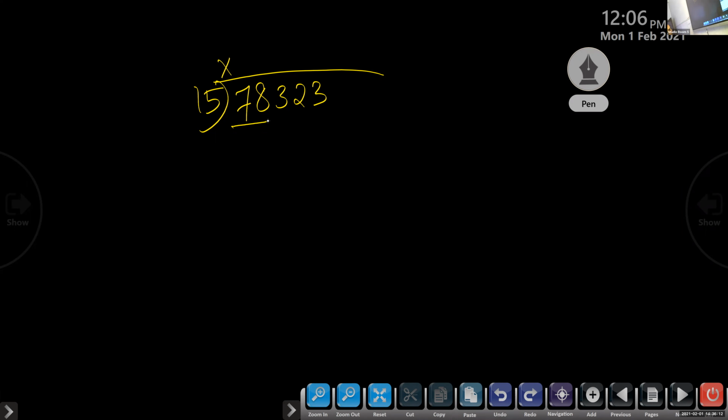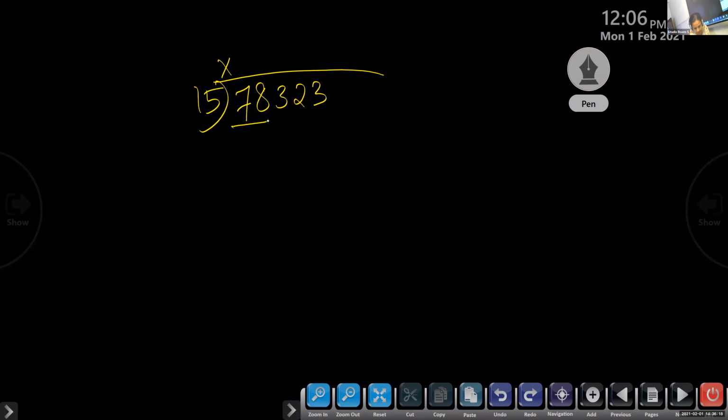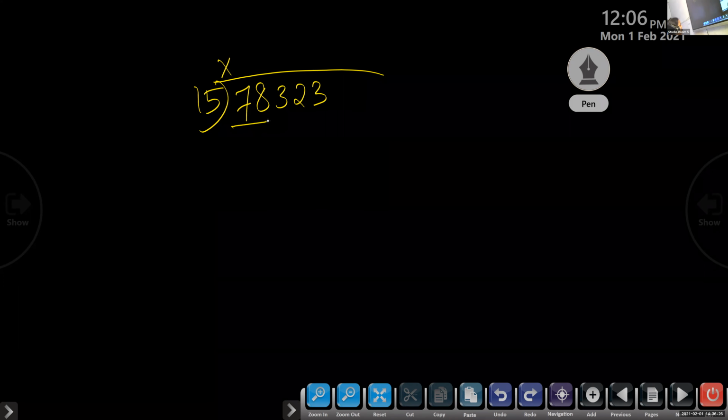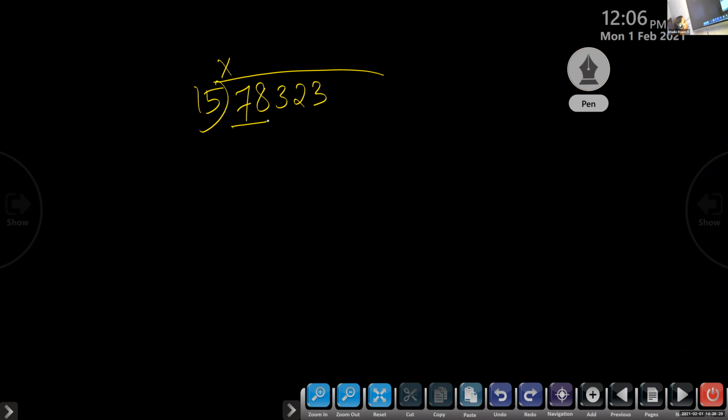78,323 divided by 15. Children, there is no decimal point, but we will get the decimal point in the quotient because we have a remainder. If we have a remainder, we will place 0 in the remainder, then put the decimal point in the quotient.